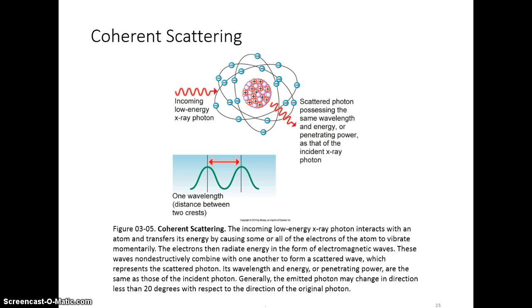Alright, so you can see what coherent scattering is here. And there's nice pictures in this PowerPoint. So the important thing with coherent scattering is the X-ray photon is very low energy. So the scattered photon possesses the same energy as the incident photon. Now remember, the incident photon is the one that's emitted from the tube. So every time we talk about the incident photon, it's the one that's actually going to interact with whatever, the body part, the air, the tissue, whatever.